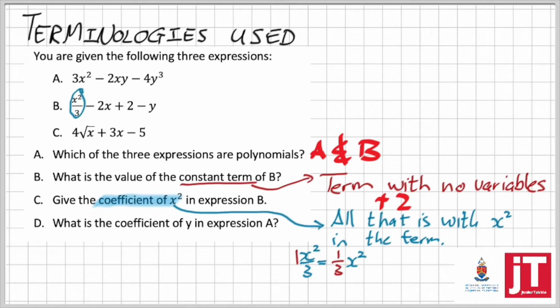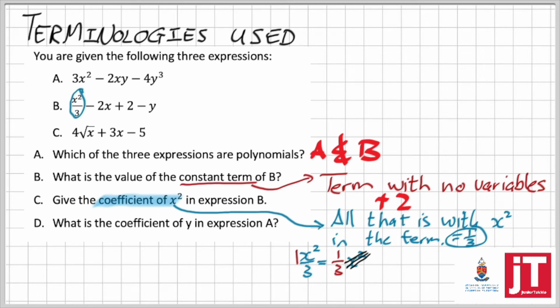If I kind of hold the x squared closed, I close it off. What else is in the term? Well, 1/3. And that is the coefficient of x squared. So if I want to find the coefficient of a variable, I find the term in that expression that has it. I close off what I want, so the x squared, and whatever is left in that term, that is the coefficient. So go and try D for me.